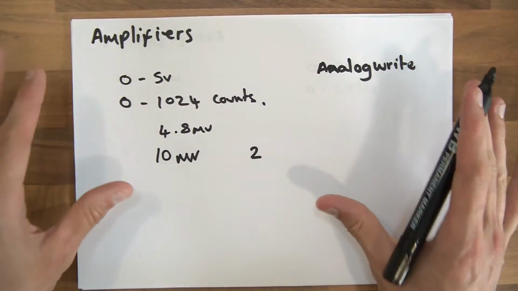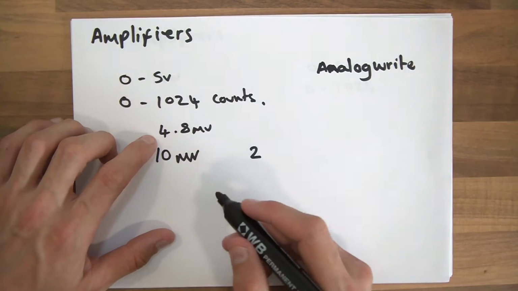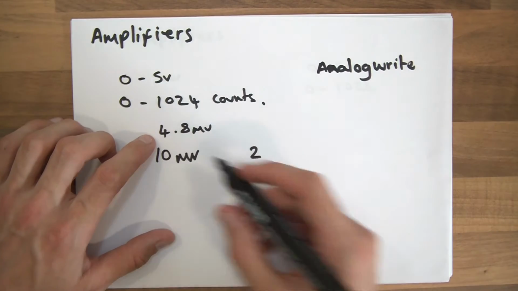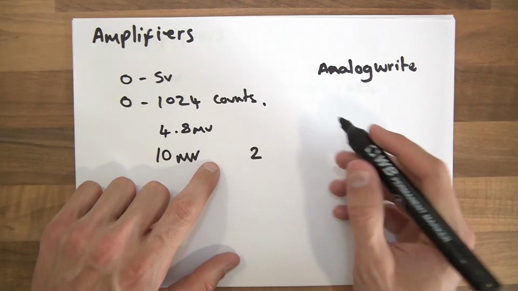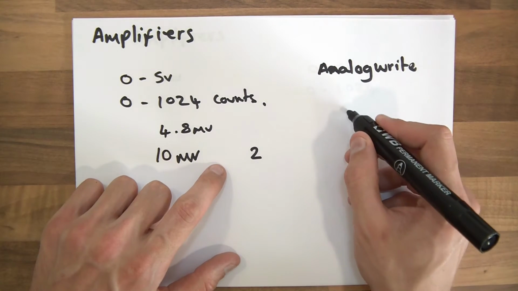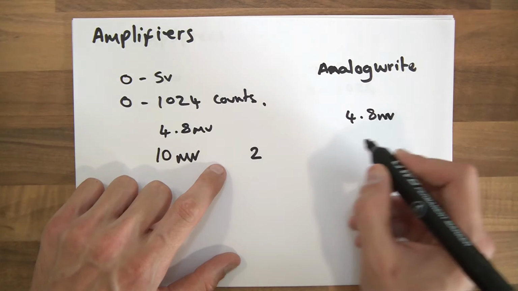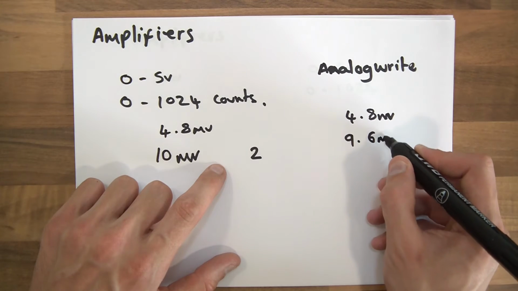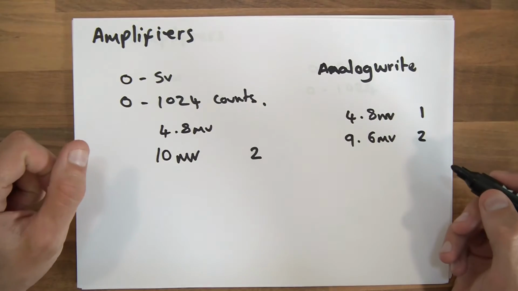Anyway, so why am I saying this? Well, the reason is, what would happen if you were working with a voltage less than that? Or let's say you were working with a voltage that was in between 2 counts. So 4.8 millivolts, or 9.6 millivolts, that is basically 1 count and then 2 counts, right?